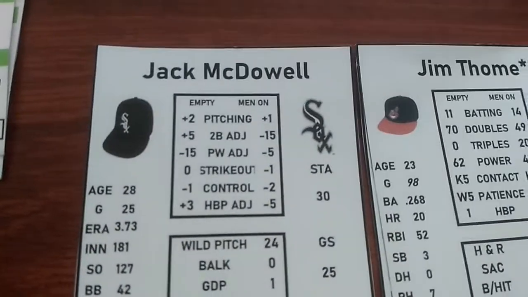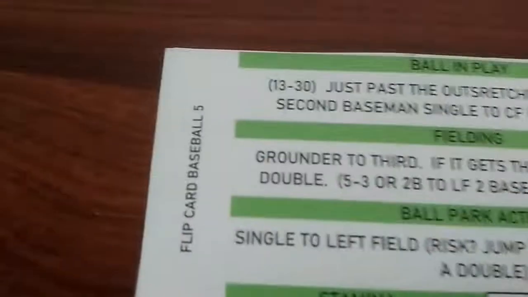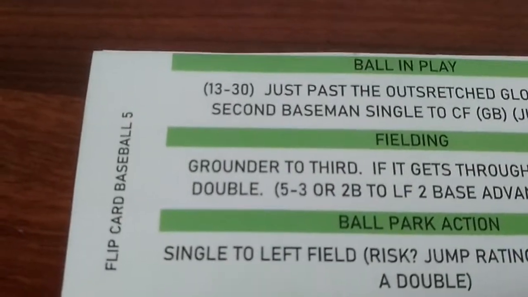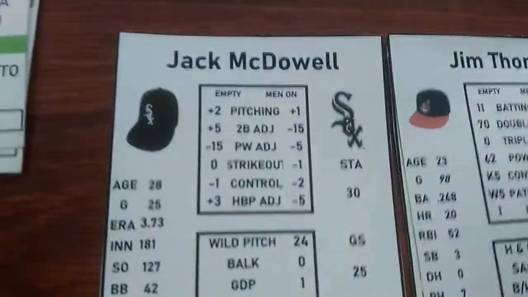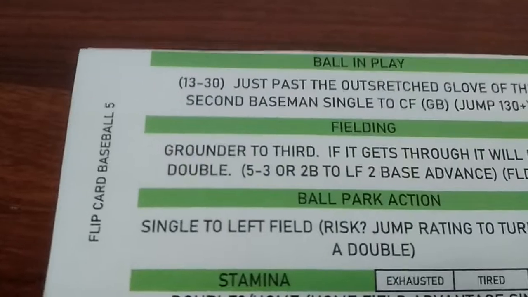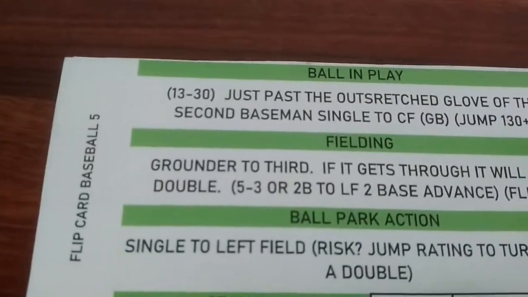Now, if Jim Thome comes up, he's got an 11 batting. So an 11 batting is outside of that. It's underneath, so it'd be a ground ball normally. But because Jack McDowell gives him 2, it makes him a 13. He's just inside that range. He would get a single as well.